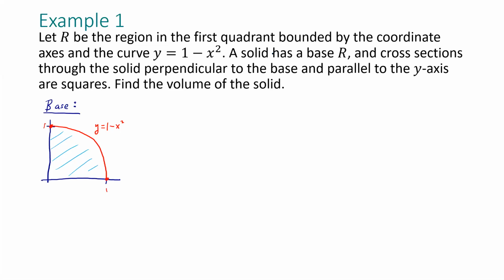And they tell us that the cross sections here are going to be running parallel to the y-axis and perpendicular to the base. So the idea here is our cross sections are going to be built on top of it. Imagine this would be where one of my slices would go at some point, let's call it x. This is where my cross section would go. And let's see, what would that cross section look like?